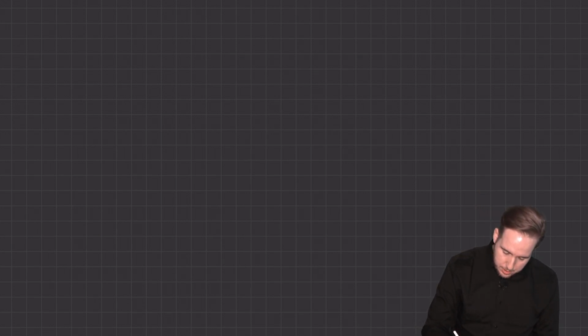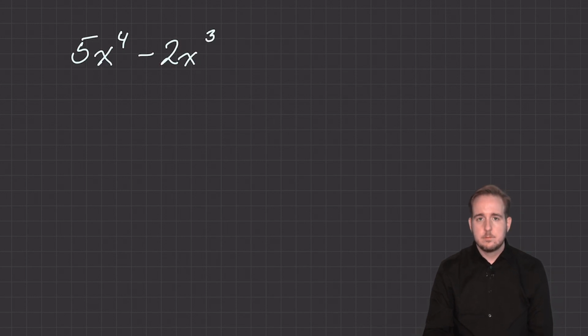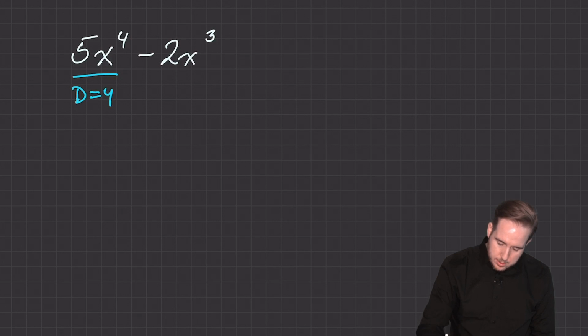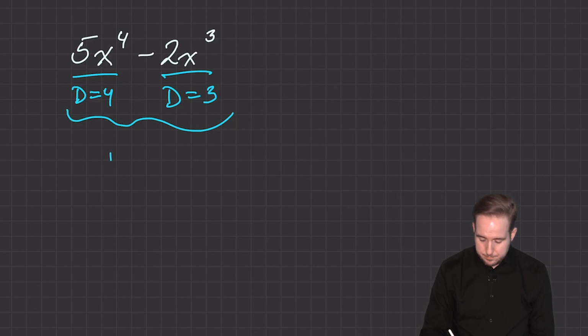So let me do 5x to the power 4 minus 2x cubed. Okay? Now, if each one of these were existing by itself, so if I forgot that was there, this would have degree equal to 4. And if I forgot that was there, this would have degree equal to 3. And the question is, what does the combined binomial have as its degree? And the answer, which is why people say this topic is stupid and makes no sense, is 4.